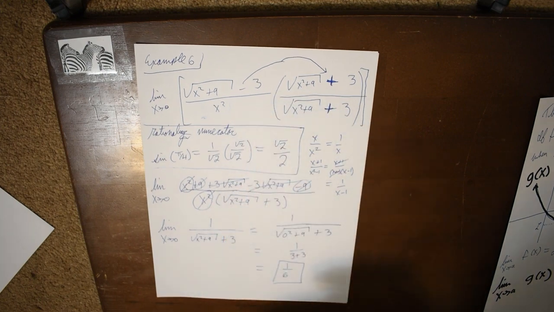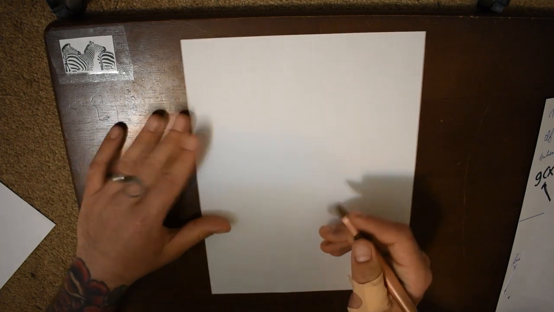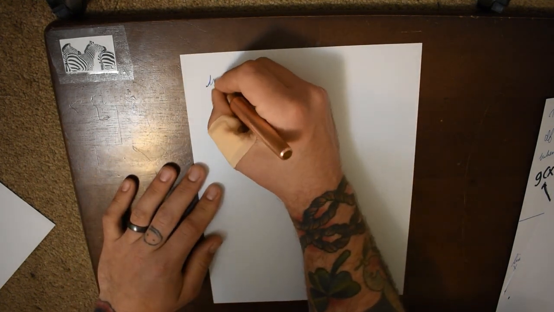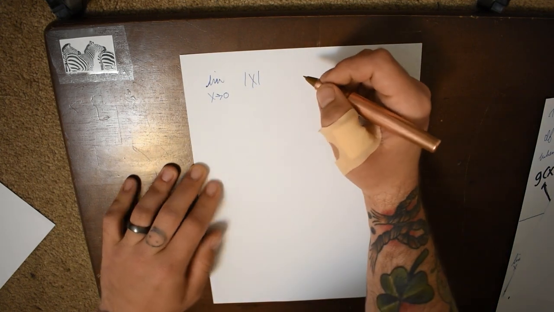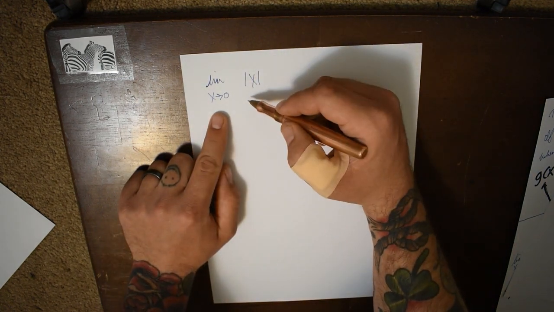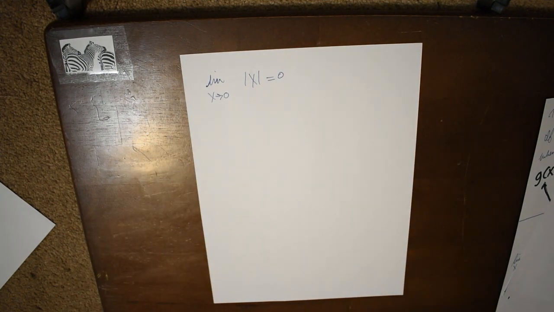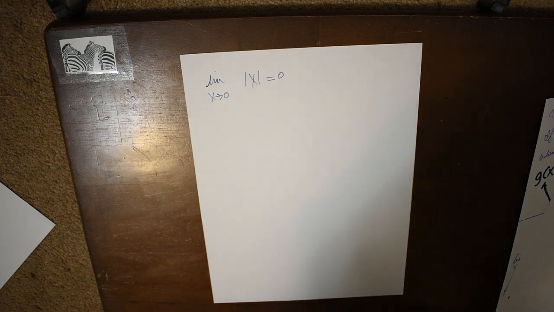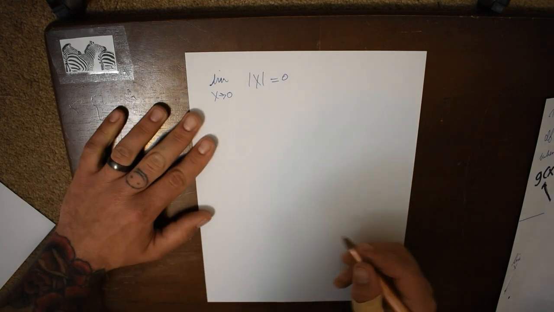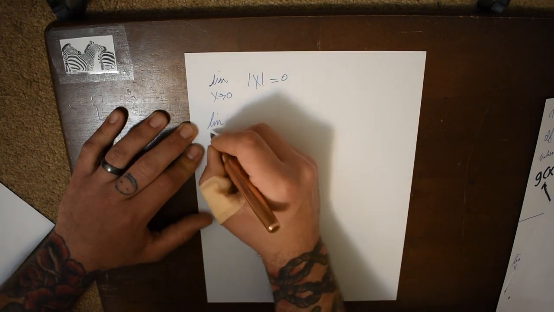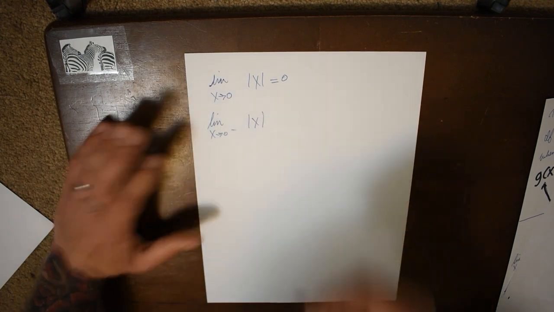But rationalize the numerator. So I got a couple more examples for you. It was my intention to keep this lecture a little short. So let's talk about the limit as x goes off to 0 of the absolute value of x. And we want to show that the limit as x approaches 0 of the absolute value of x is equal to 0. Okay, so this is kind of a refresher. In order to do that, we want to take the limit as x goes to 0 from the left of the absolute value of x.